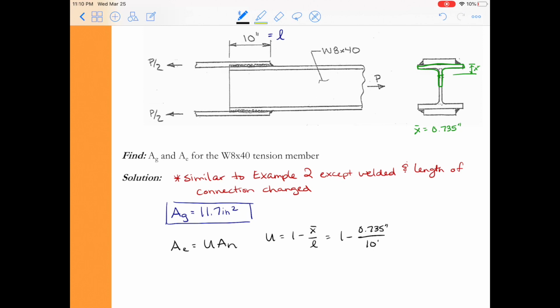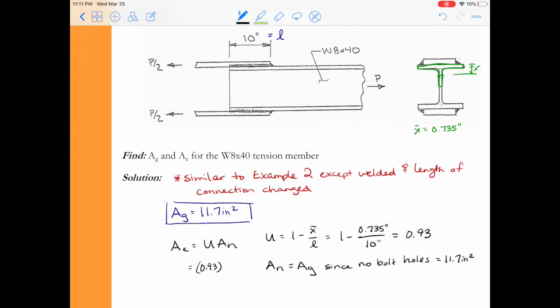So this gives us a new value for U. U in this case is going to be 0.93, which basically means 93% of the area is effective at the connection. Because we have a welded connection, the net area is going to equal our gross area. We only do the net area when we have to subtract out bolt holes. So for the welded connection, we don't have to subtract those bolt holes out.